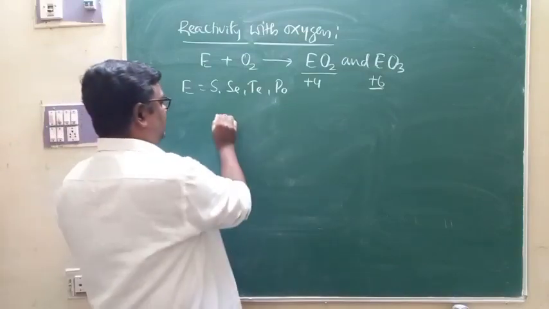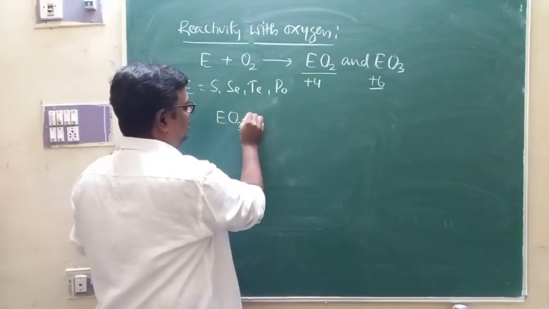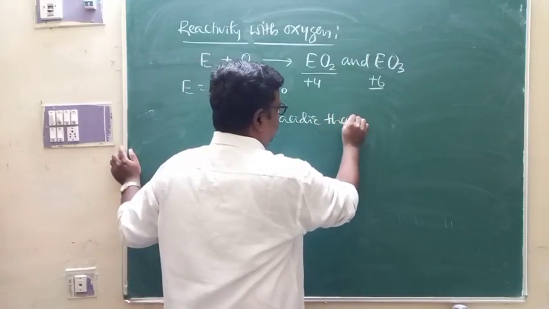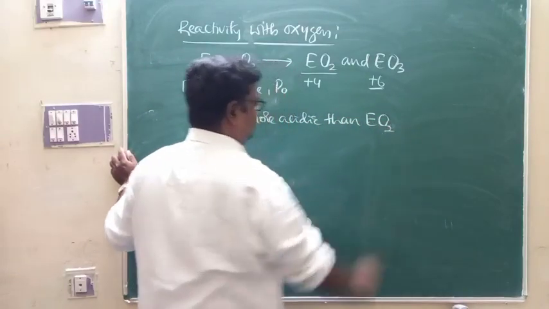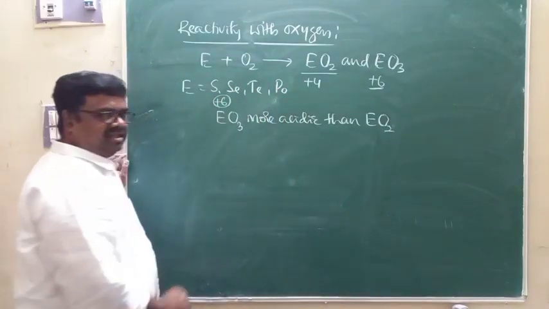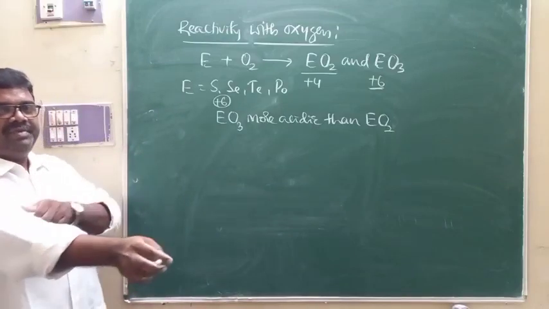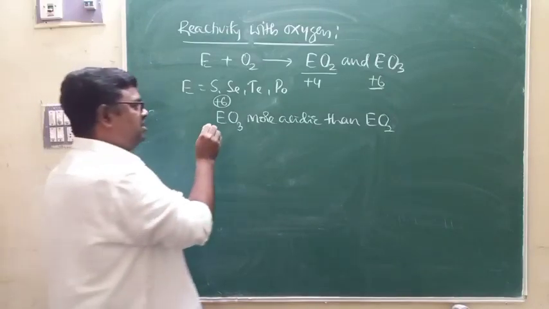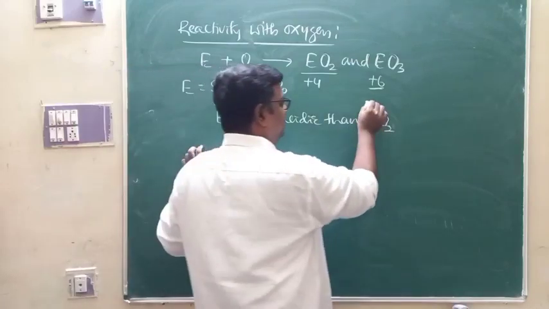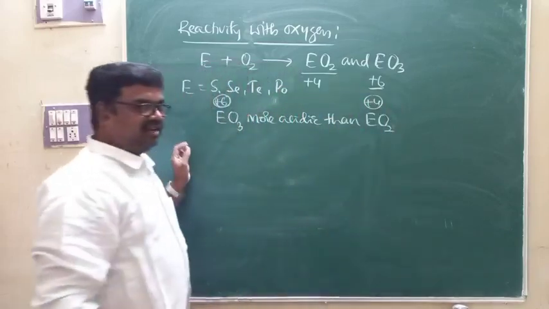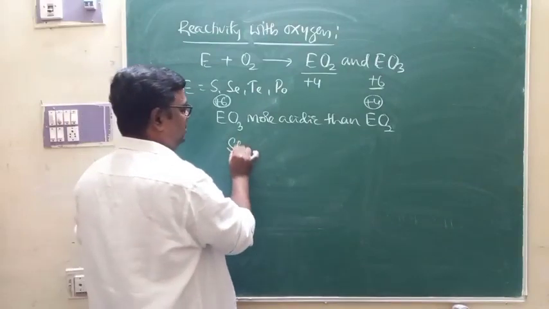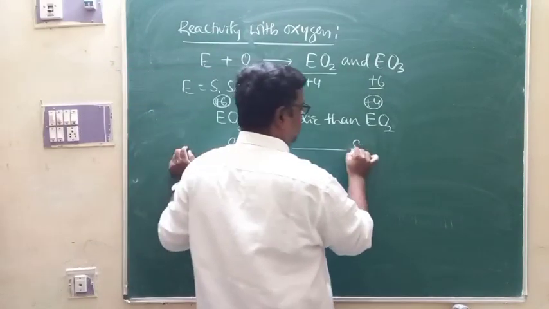You know that I already said EO3 is more acidic than EO2, right? And I gave the reason in the last class. As the positive charge over the central atom increases, the ability of accepting electron pairs increases. Therefore, the element with the highest positive charge is more acidic than the element with the lowest positive charge. Therefore, EO3 is more acidic than EO2. For example, SO3 is more acidic than SO2.